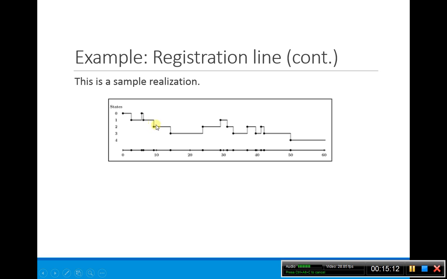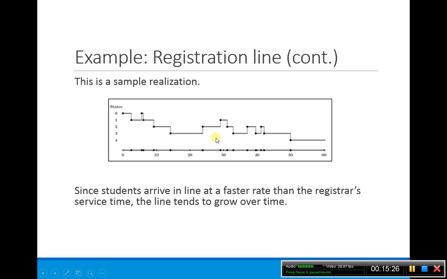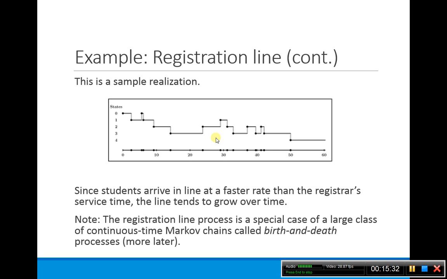on the one student, but another student arrives before they get done. Still the registrar is not done, another student arrives. We stay at 3 people for a while, and then the registrar gets done, and we move back down to 2, etc. So the students arrive faster than the registrar's service time, so the line does tend to grow over time, as you would expect. And this is a special case of what are called birth and death processes, which we're going to talk about later.